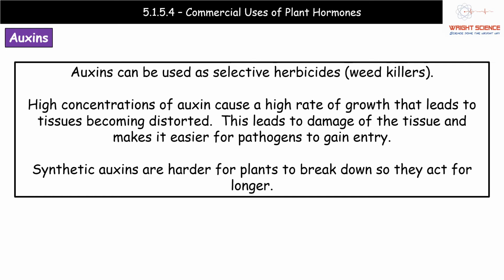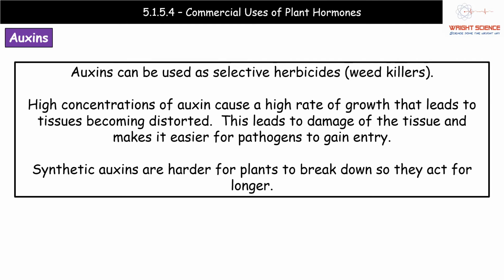Now, the reason that auxins can be used as a weed killer is because if we give plants a high enough concentration of auxin, then it makes those plants have such a rapid rate of growth that the tissues become very distorted. As a result of that distortion, the tissue is damaged and pathogens can enter those plants way more easily. So it works very well at getting rid of those broadleaf weeds on our lawns.